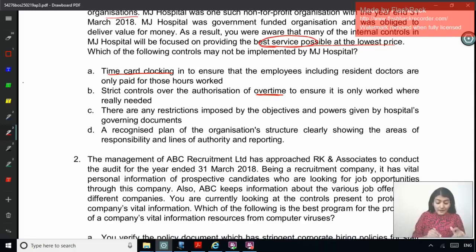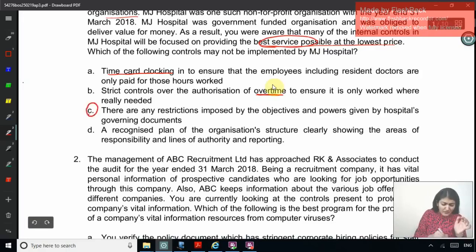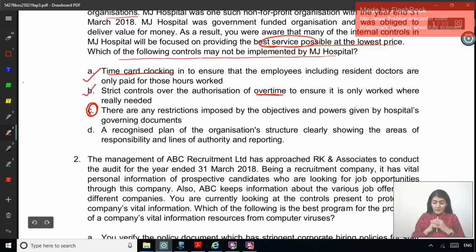Right. Then there are restrictions imposed by the objectives. So any restrictions or the internal control should be such. Rather, this is not a point of internal control itself. What does it say? Which of the following control may not be implemented? So first one should be implemented, second one should be implemented. And a proper organization structure, that is delegation of authority and responsibility, even that should be defined.